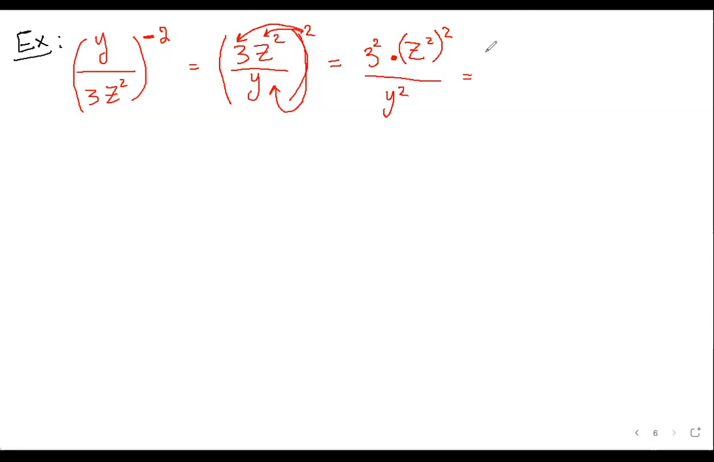Again, 3 squared is 9 times z to the, by using rule number 4, z to the 2, everything to the 2. This means we multiply: z to the 4 over y to the 2. If I want to simplify it more like the previous example, this is equal to 9 times z to the 4 times y to the -2.